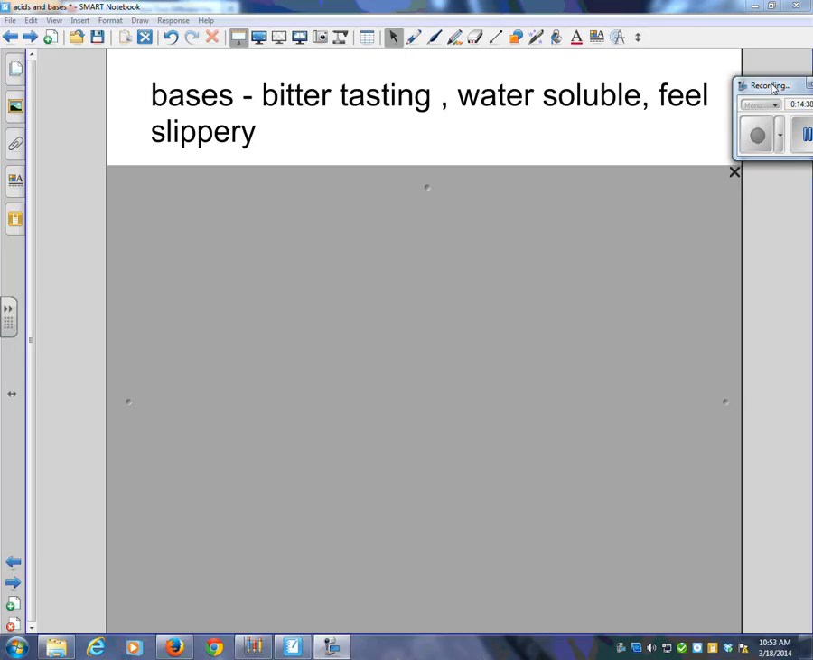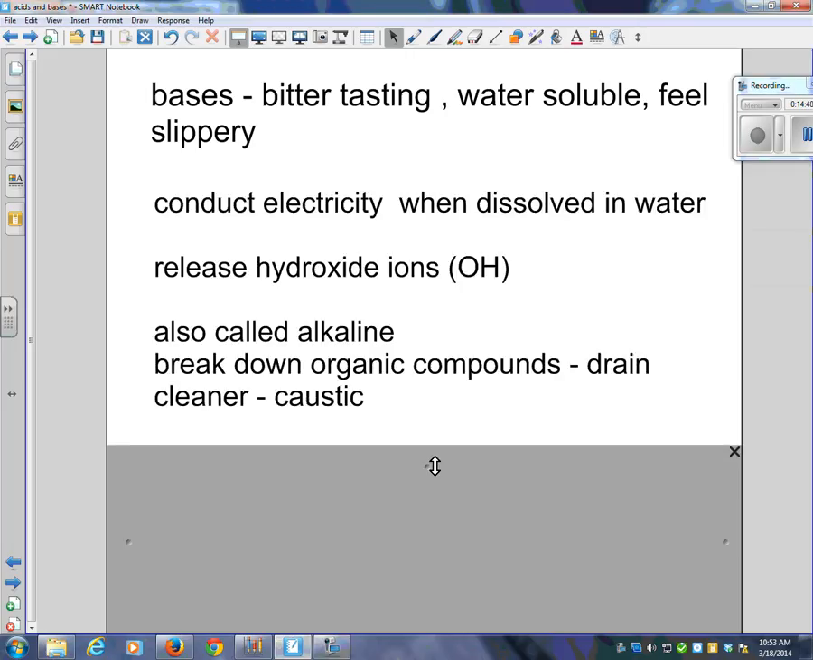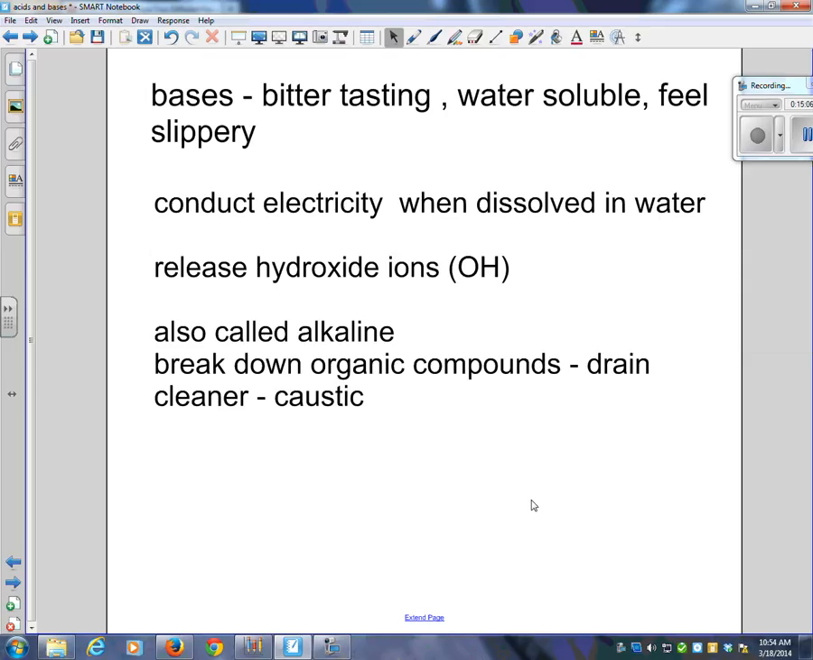Okay, some examples are over there on the right. So bases are bitter tasting, they're water soluble, they feel slippery, like soap or banana peels. They conduct electricity when dissolved in water. They release hydroxide ions, which are OH. They can be called alkaline, and they break down organic compounds. Drain cleaner is an example. And the word that we use for them is caustic. If you look at drain cleaner, you will see a picture of a hand being put in the water, and then you see the bones. So what it's saying is that it's a caustic substance. It will eat away at your skin. Bases are actually more dangerous to humans because they will eat away at your skin.